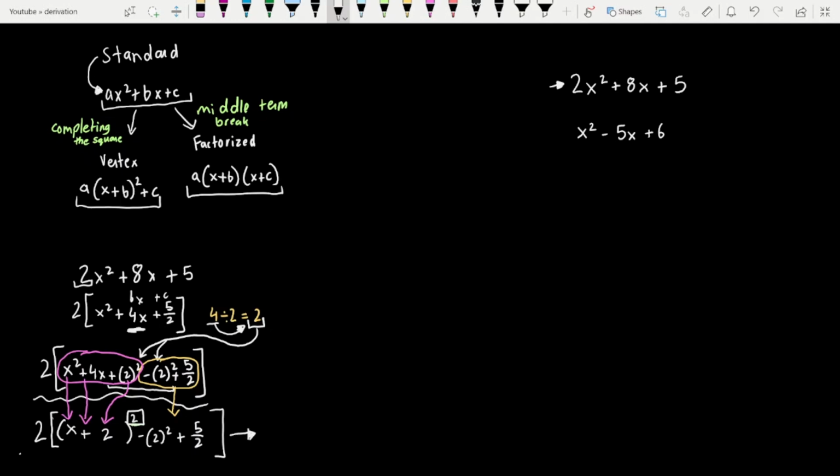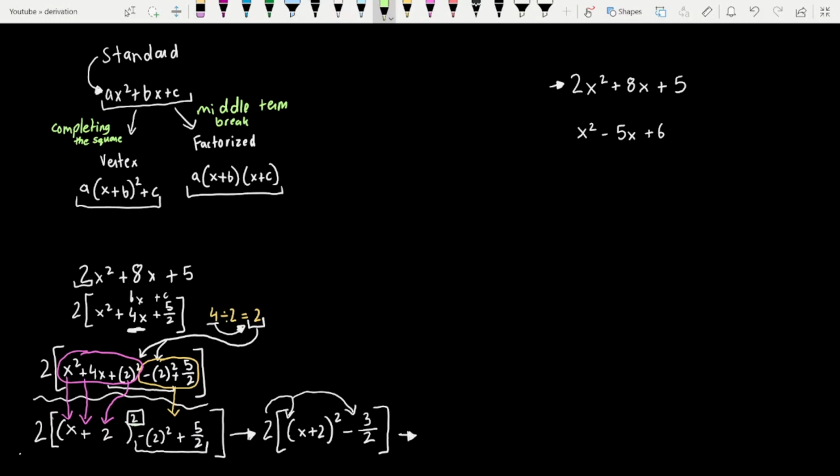And how are we going to simplify this? Well, you can solve this out. So I'm going to write my x plus 2 over here. Of course, there's that square up there. And when you simplify this, it's minus 2 squared plus 5 by 2. That's going to be negative 3 by 2. Okay, and now you want to take this 2 and multiply it with this bracket, and you multiply it with that thing over there. So we're going to do that.